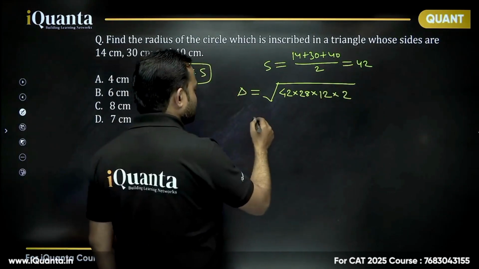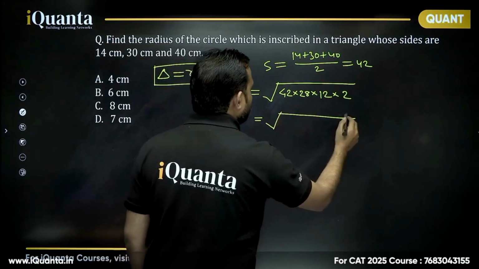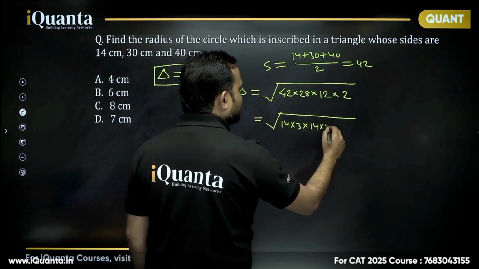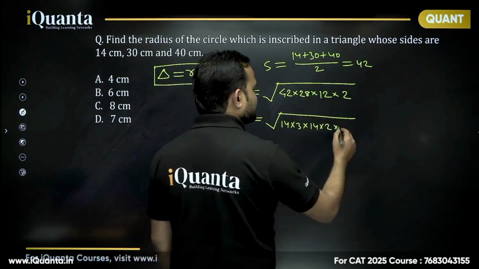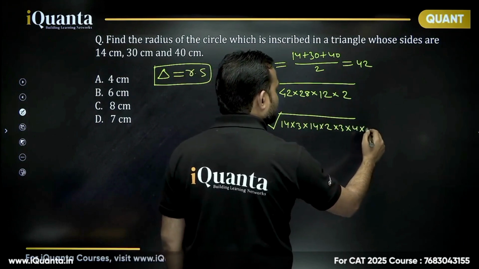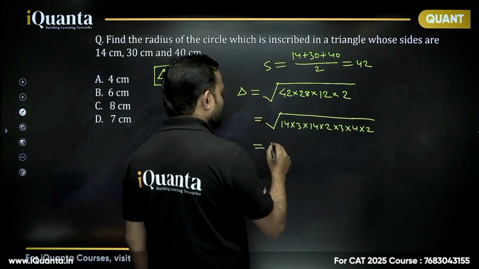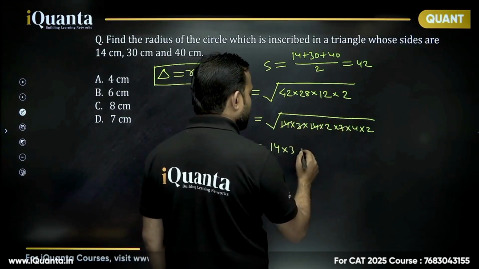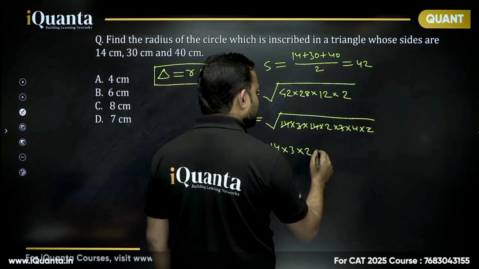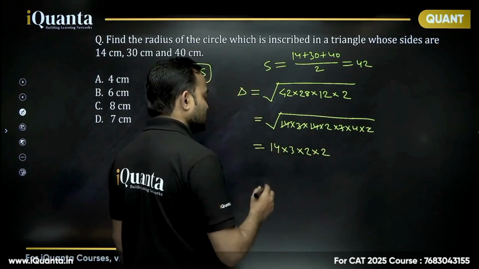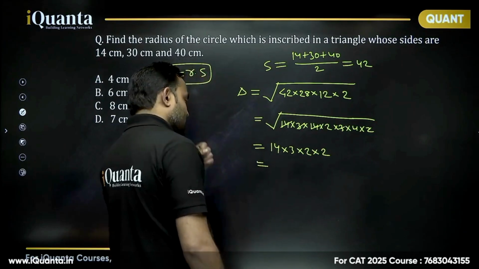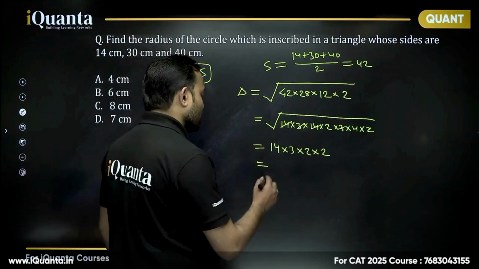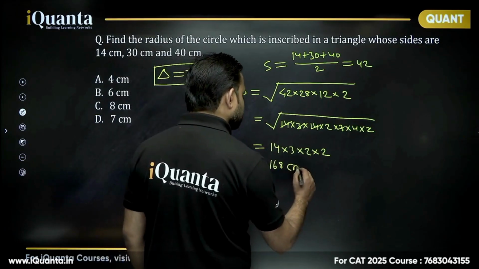Now if we solve this, what do we get? So this I can write as 14 into 3. 28 can be written as 14 into 2. 12 can be written as 3 into 4 and then into 2. So we can take 14 outside, we can take 3 outside, and then we can take 2 outside, and 4 is nothing but 2 square. So our area is nothing but 4 into 3 is 12 into 14. So this is 168 centimeter square.